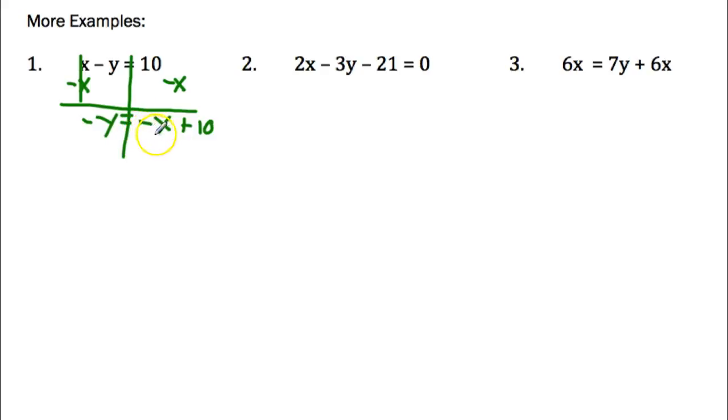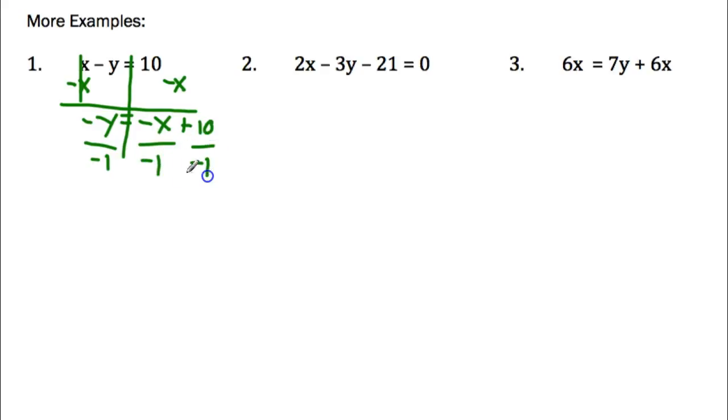So I have negative x plus 10 on this side, and negative y on this side over here. What do I do now? You might think, oh, this looks okay. Y is by itself, but it has a negative y. How do you get rid of a negative y and make it positive? We divide by negative 1. Then I divide over here everything by negative 1.